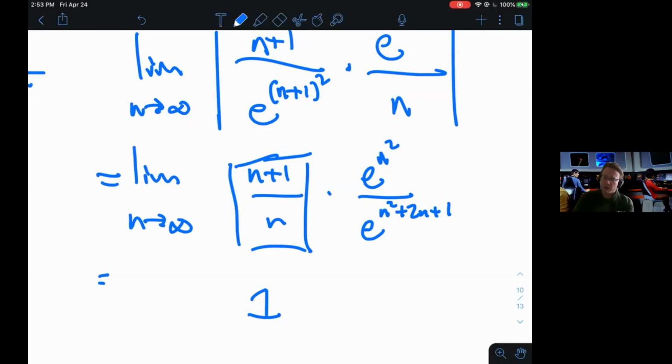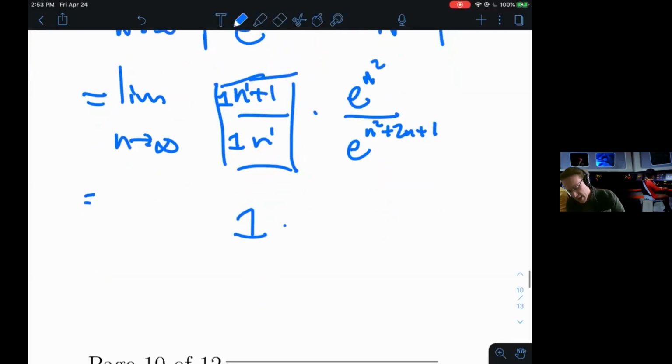This is also a polynomial divided by a polynomial, so you could also just use this old algebra fact, that these polynomials have equal degree. They're both raised to the first power. And so the limit's going to be the ratio of the leading coefficients here. So 1 divided by 1 gives you the 1 there.